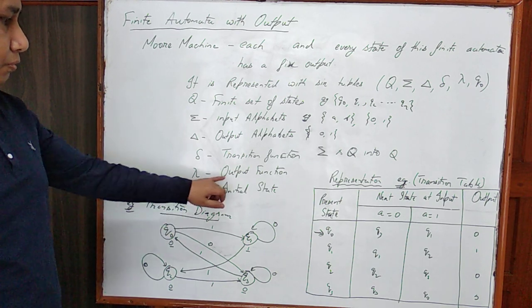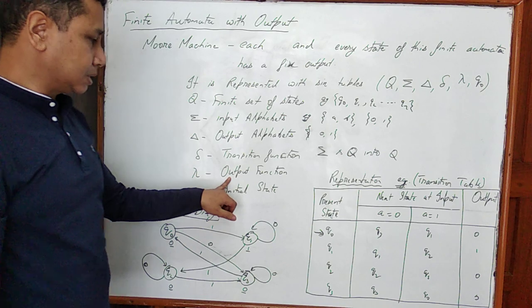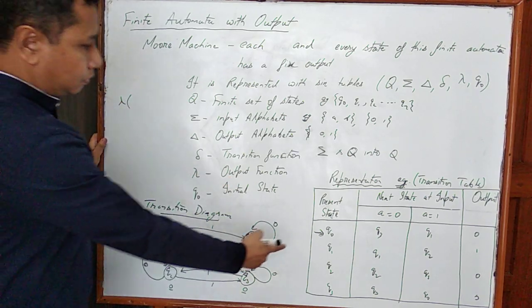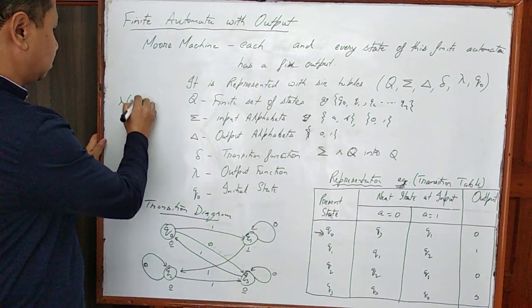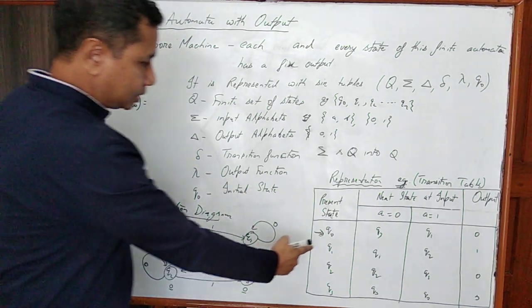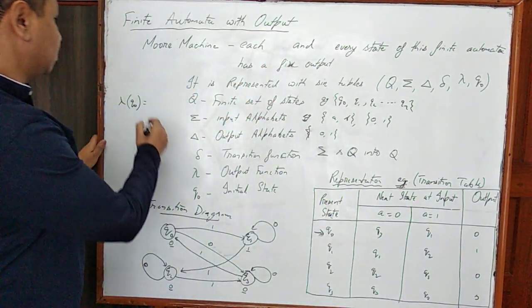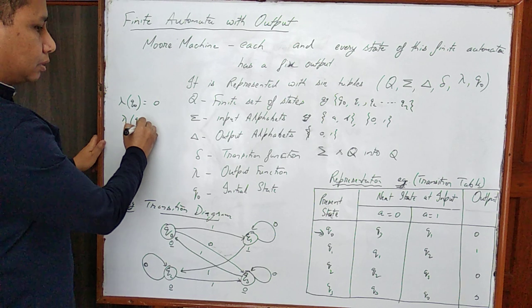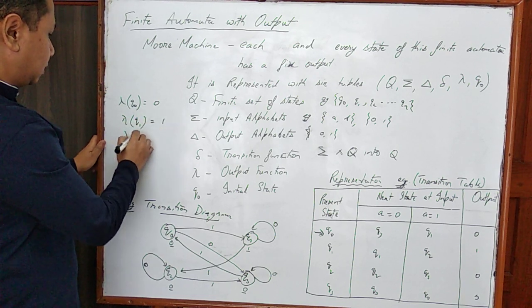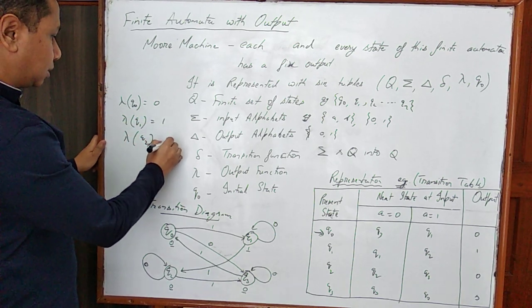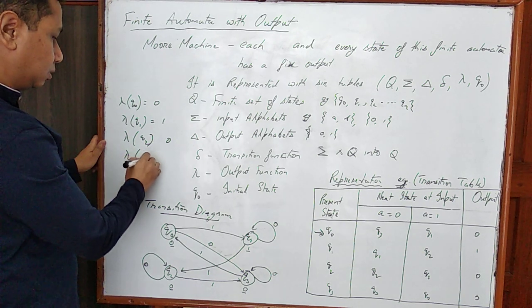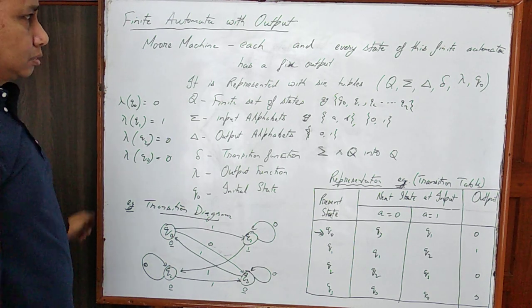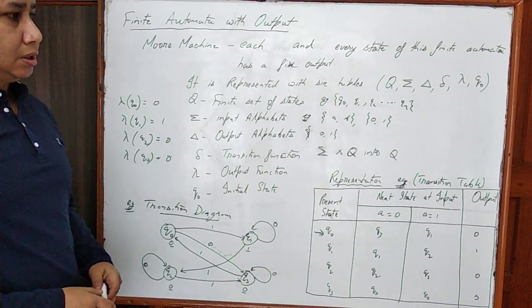If you notice, the output function can also be represented by lambda. For example, lambda of q0 will give you the output as 0. So we can always represent it like this. Lambda of q0 gives you 0. Lambda of q1 is 1. Lambda of q2 is 0. And lambda of q3 is 0. So this is how a Moore machine is represented.